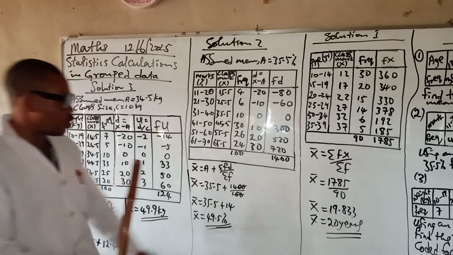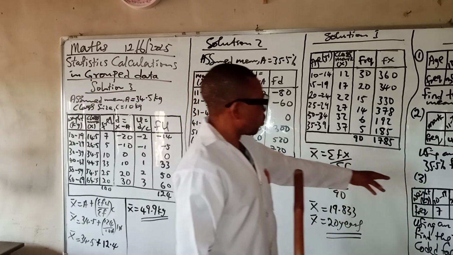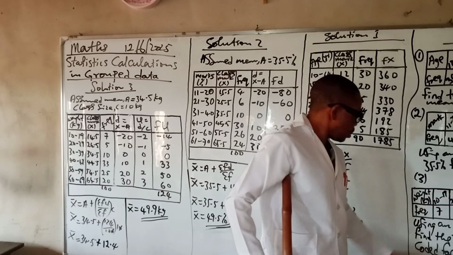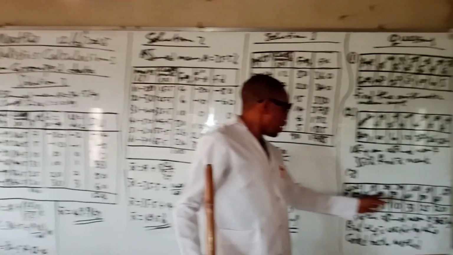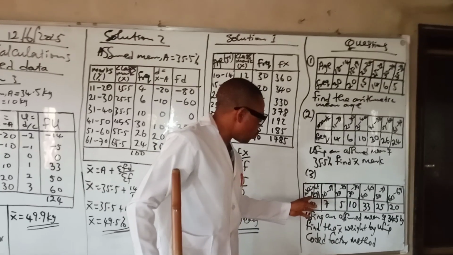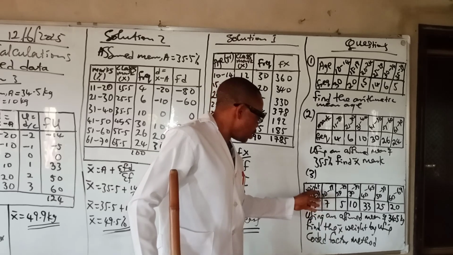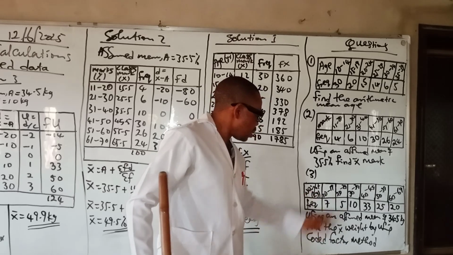So in the last question, we have number 3. The class interval is replaced with a weight. The unit of the weight here is kg.